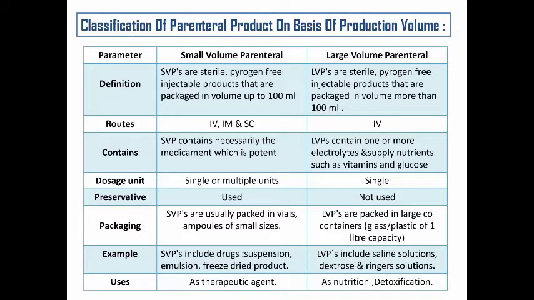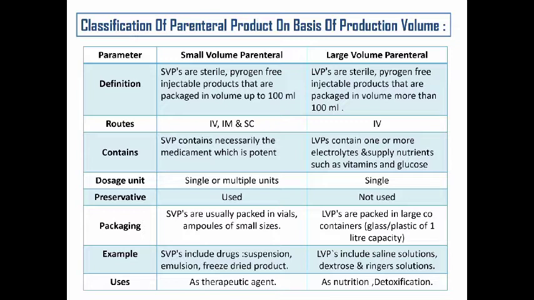Classification of parenteral products on the basis of volume: small volume parenterals and large volume parenterals. Small volume parenterals are sterile, pyrogen free injectable products that are packed in volumes up to 100 ml, and large volume parenterals are sterile, pyrogen free injectable products that are packed in volumes more than 100 ml. The small volume parenterals are given by the intravenous, intramuscular and subcutaneous routes. The large volume parenterals are given by the intravenous route.